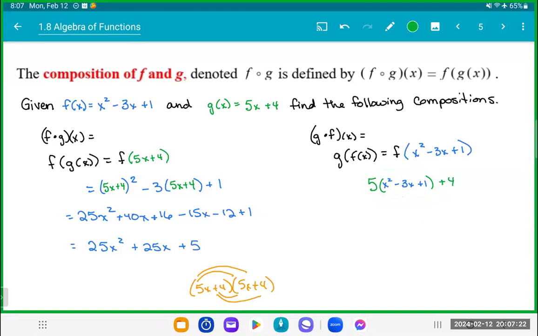Okay. Now we want to simplify, distributing that 5 to everything. We end up with 5x squared minus 15x plus 5 plus 4. Simplify that, and we get 5x squared minus 15x plus 9. Okay? Question.